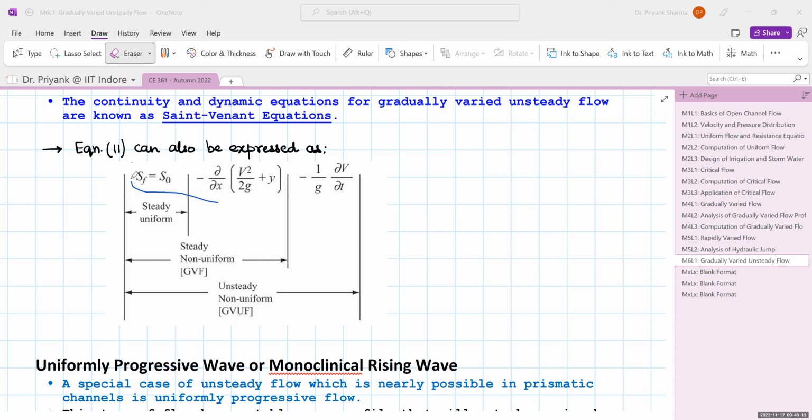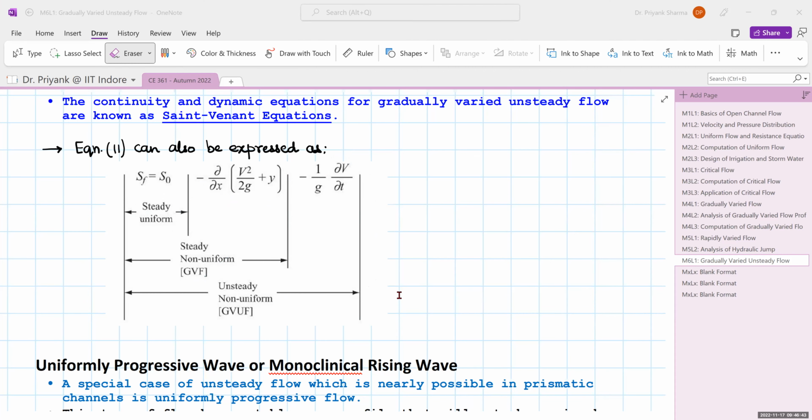If I consider these three terms, I get del by del x, so that is a non-uniform flow. So it is a representation of steady non-uniform flow, that is a GVF. If I take all the terms, I get a time derivative also, so that is an unsteady non-uniform GVF. So a single equation represents all three types of flow which we have discussed till now. So that is the beauty of this equation.